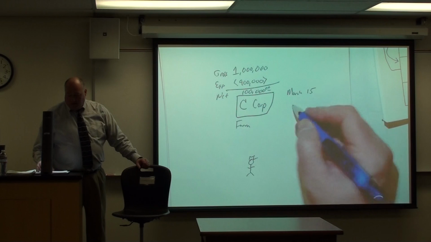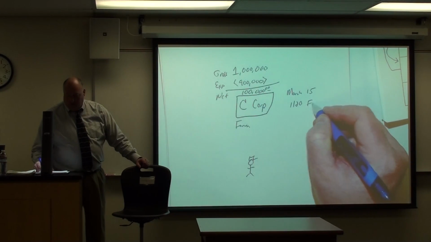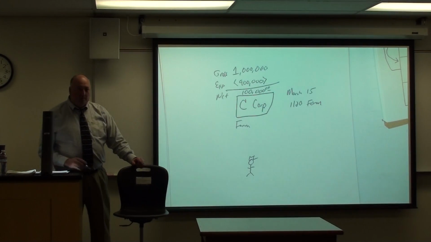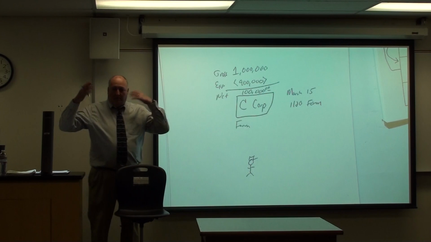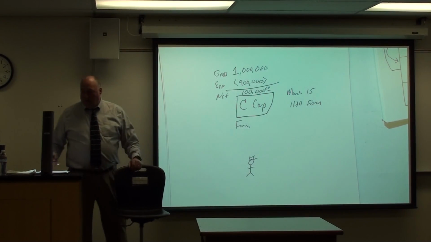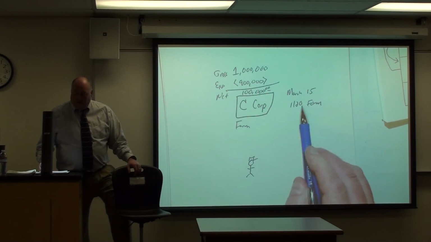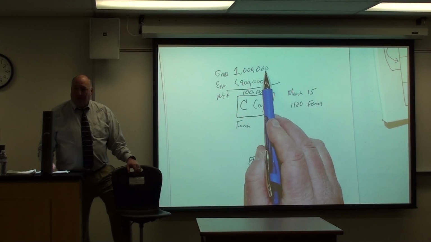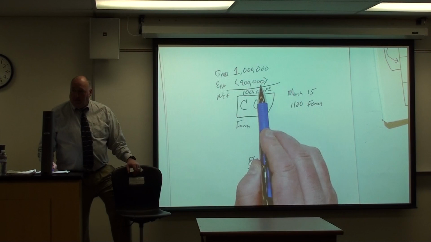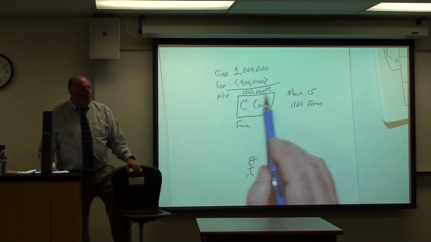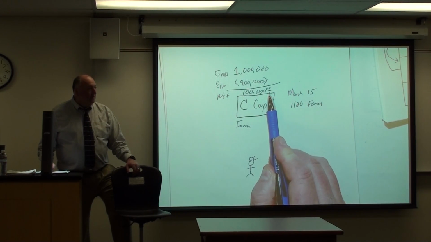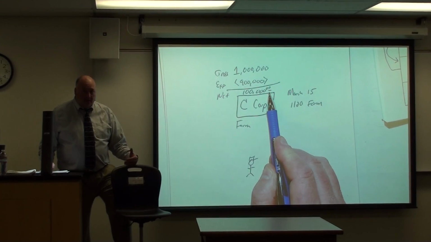And so that return is called an 1120 form. You don't need to know that. I will not test you on that. Don't worry about it. But just so you kind of have a basic understanding. So on March 15th, they'll file an 1120 form. And on that form, they will report $1 million of income, $900,000 of expense, $100,000 of net or taxable income.